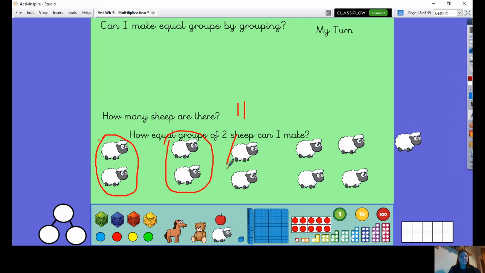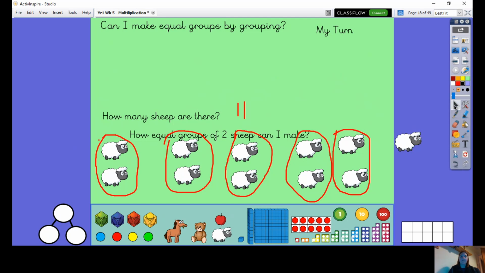1, 2, 3, 4, 5 equal groups, and then I have 1 left over. So I can only make 1, 2, 3, 4, 5 equal groups, and then I'd have 1 left over.